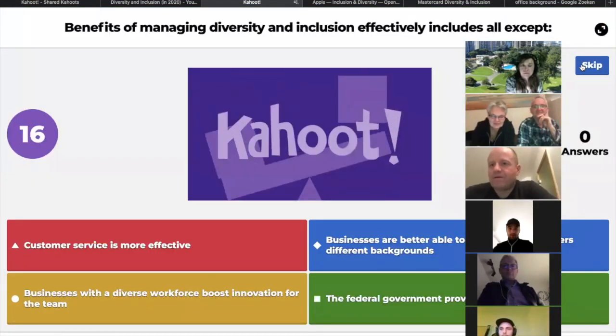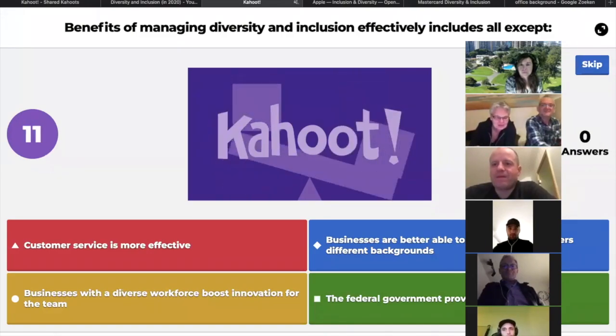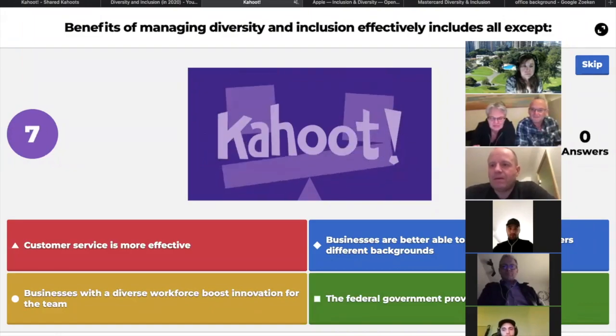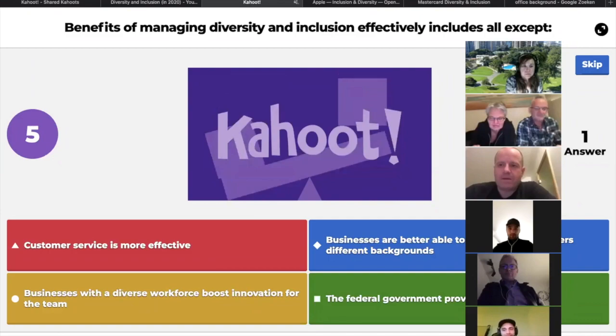Benefits of managing diversity and inclusion effectively includes all except... What? Not sure. What are the benefits of managing?